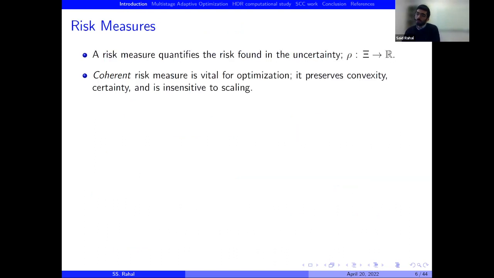The risk measure, what does it do? It basically quantifies the uncertainty, or let's say it maps your objective function from the uncertainty set C to a scalar value R. And in the literature, there's this term known as coherent risk measure, which preserves the convexity of the problem, and it has some basically good axioms for complex optimization.